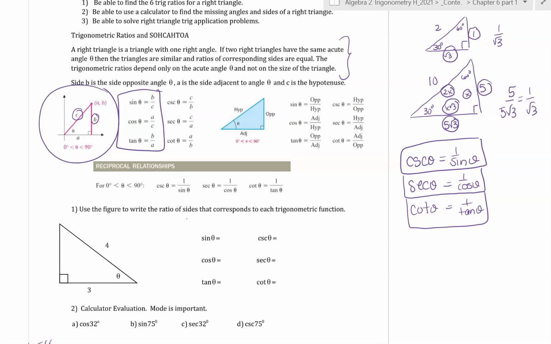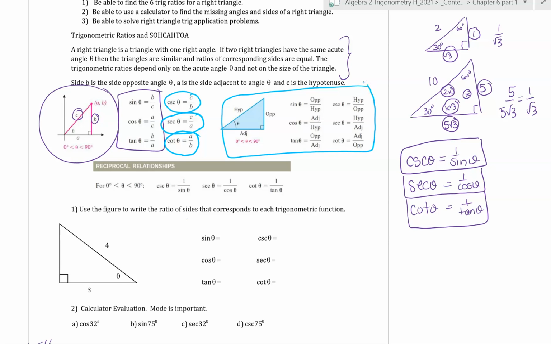The reciprocal relationships then: the cosecant of theta is 1 divided by the sine of theta, the secant of theta is 1 divided by the cosine of theta, and the cotangent of theta is 1 divided by the tangent of theta. So if the sine of theta is B over C, the cosecant of theta is C over B. If the cosine of theta is A over C, the secant of theta is C over A. And if the tangent of theta is B over A, the cotangent of theta is A over B. Those relationships are summarized over here.